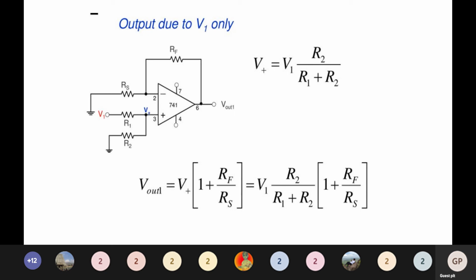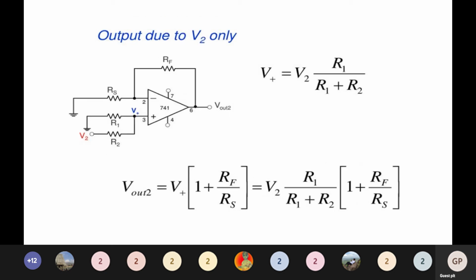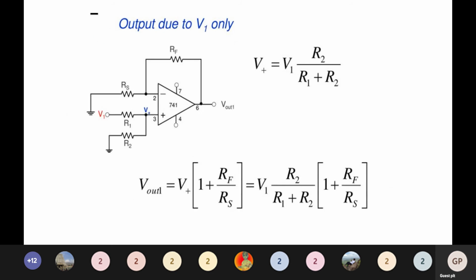Once I know the voltage at this point, the output will be equal to 1 plus Rf by Rs times the input. What is the input? The input is this point, V plus. Substitute this expression here and simplify, and this is what you get. This is the final expression when I consider the input V1 alone.